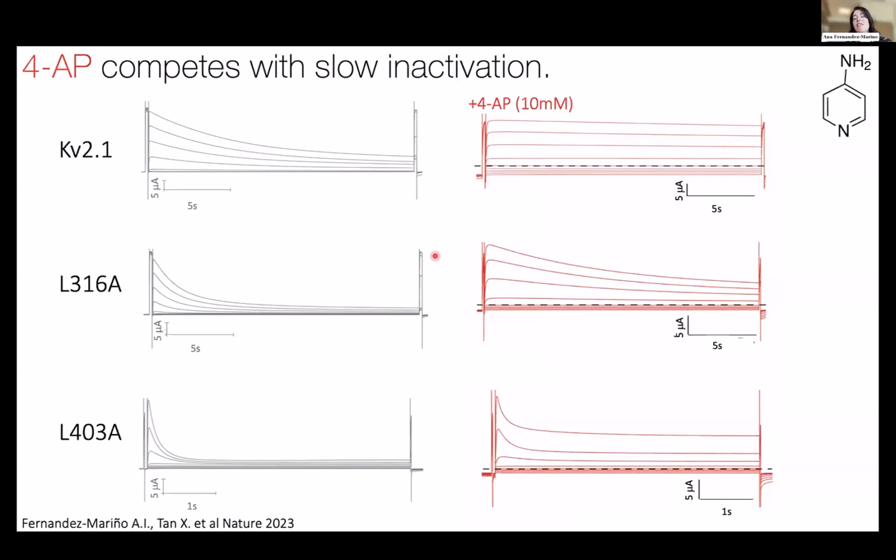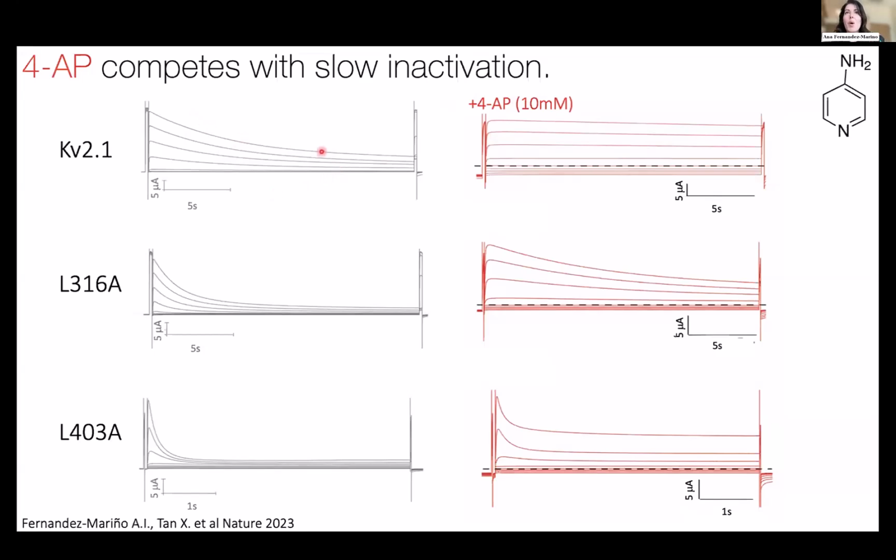So you can see the same 3-pulse protocols that I used to study inactivation in the absence before, and in the presence after I add 4AP. And you can see how in the mutants, 4AP is slowing inactivation dramatically. It's competing with it. And it's also happening in the wild-type channel, which is telling me that probably this is the mechanism that Kv2.1 is using to inactivate.